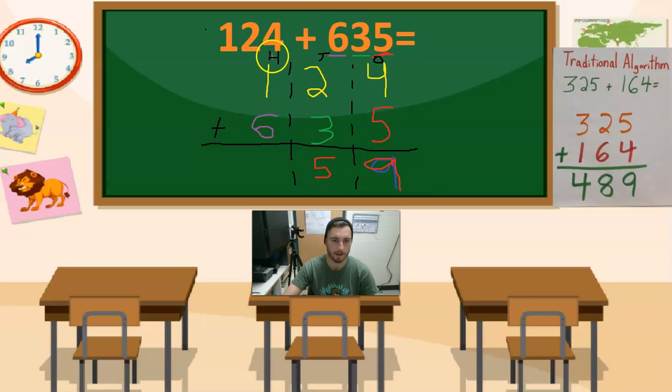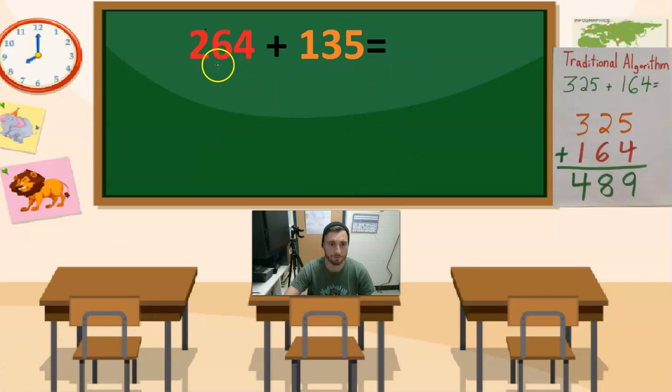Finally, we look at our last place value, our biggest place value, which is our hundreds. We have 100 plus 600. How many hundreds do we have altogether? Yeah, 700s. So our answer would be 759. It worked. Let's look at another example.